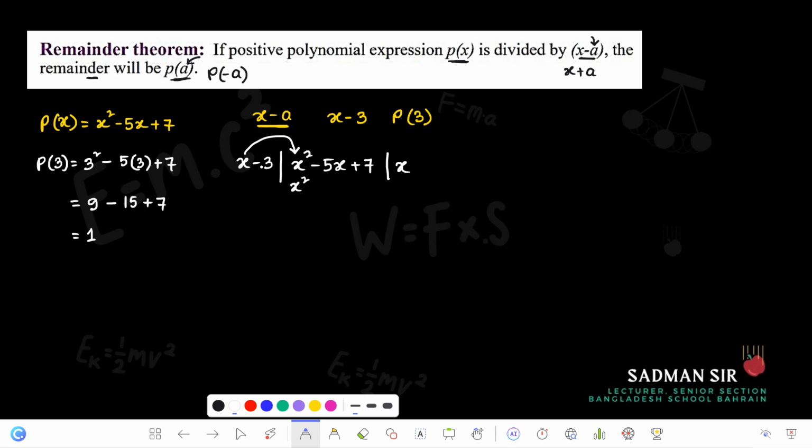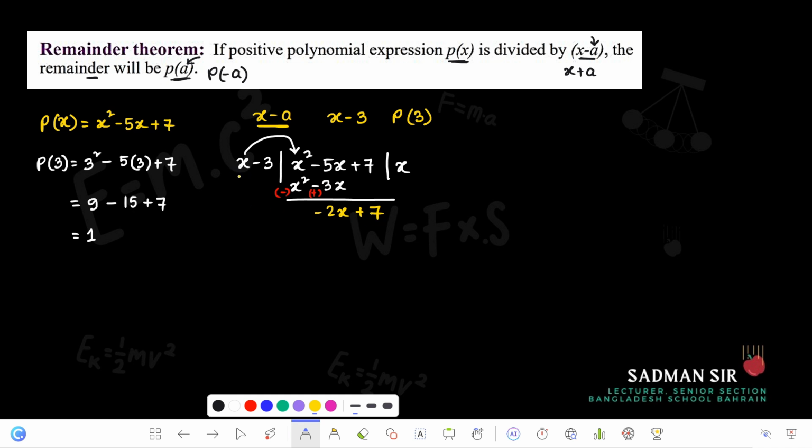Now this x will be multiplied with minus 3 also, so it will be minus 3x. Now when we do the subtraction, what will happen? The signs change, as we know. So x square minus x square, they cancel each other. Now minus 5x and plus 3x gives us minus 2x. And here we have plus 7. You can see that again.